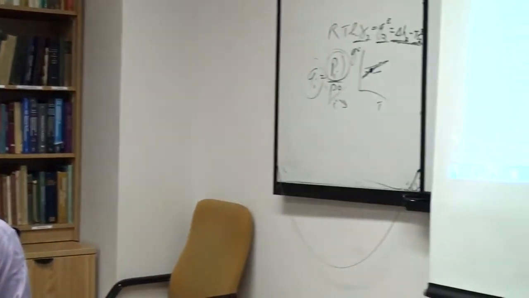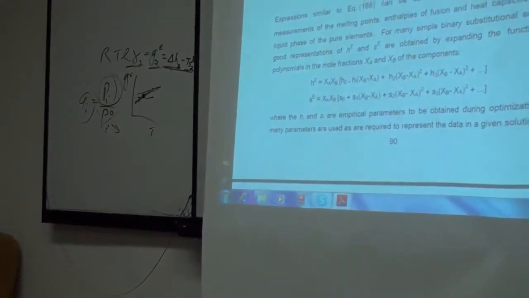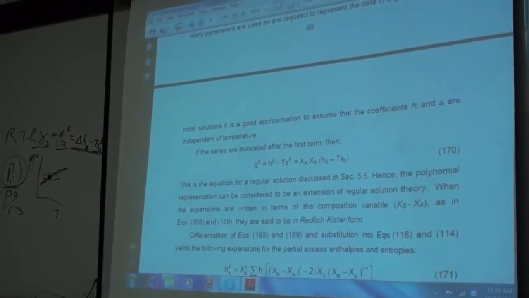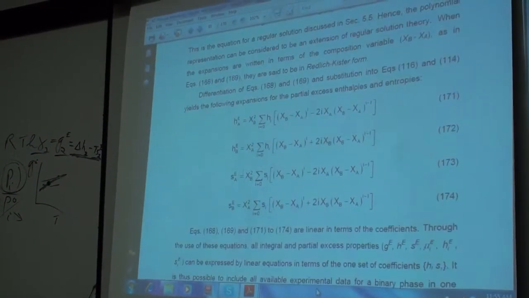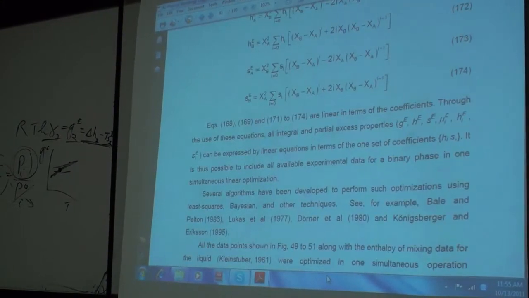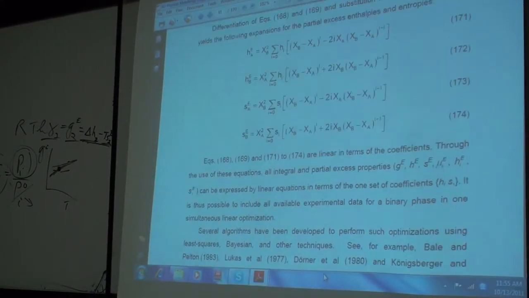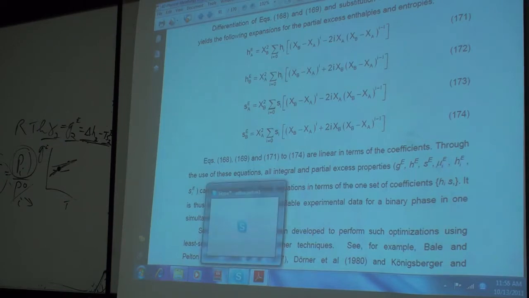So the Gibbs energy of the liquid phase is expressed as a polynomial. And this is where I brought this stuff in, so we already talked about it. The partial properties are given by this. The assumption is being made that the excess enthalpy and entropy are independent of temperature, that the delta Cp of mixing is 0. That's known as... what's the name of that? What do they call it?